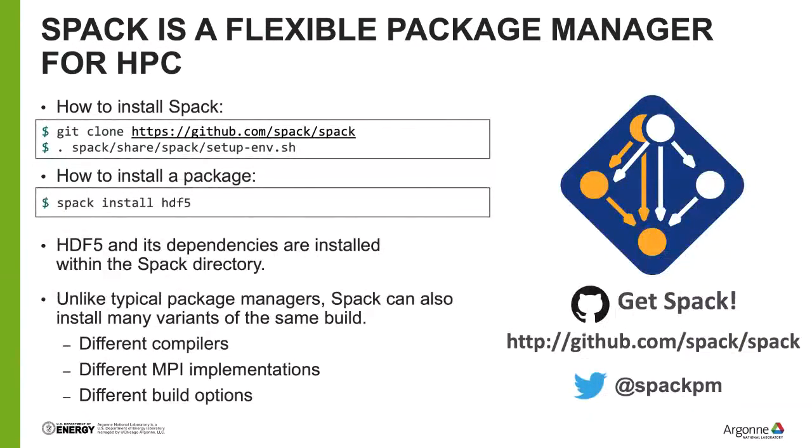That said, installing a package can be as straightforward as saying SPAC install, for example, HDF5. What this will do is find HDF5 and its dependencies, download the pieces that it needs, and build all the dependencies as well as HDF5 within the SPAC installation. There's an opt directory that can be configured for your system, but by default it goes into the SPAC installation itself. And again, it can install variants of the same build using different compilers, different MPI implementations, and different build options.